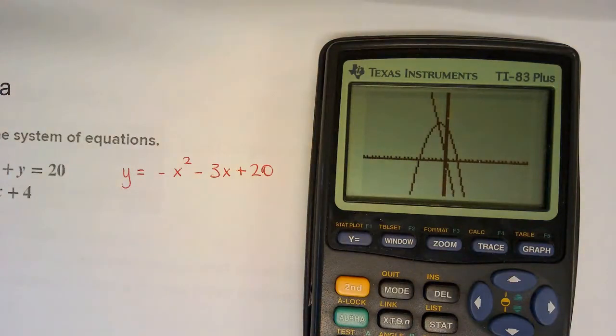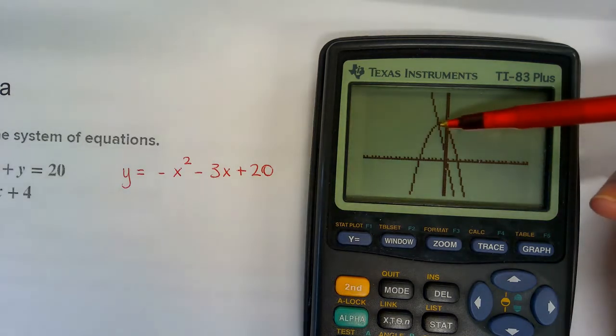Sorry, I needed to turn my lights back on so you can see my graph better. Now I can see my graph. I can see that it is crossing right here.